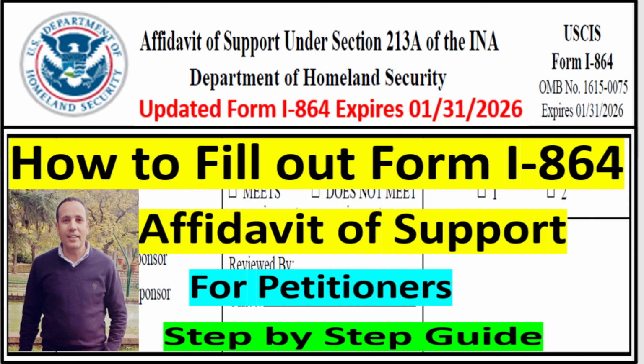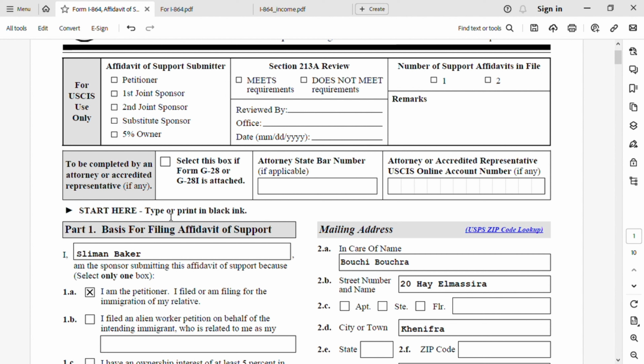As I mentioned every time at the beginning of the video, always check the expiration of the form that you are filing. As I mentioned before, it will expire on January 31st, 2026. So this video is going to be mainly for a petitioner with no dependent. So we're going to start right here.